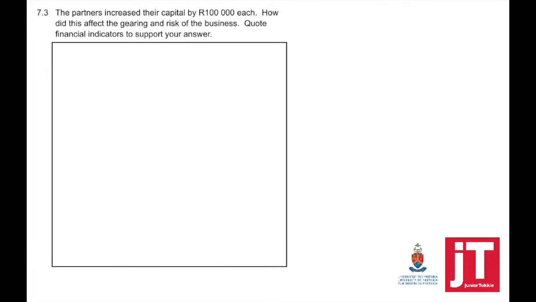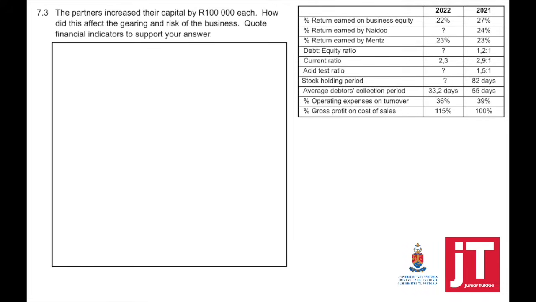7.3: the partners increase their capital by 100,000 each. How did this affect the gearing and risk of the business? Quote financial indicators to support the answer. So when we're looking at capital contribution and you see the words loan, should we take out an additional loan or not? When you see the words gearing and risk, you should know that the financial indicator applicable is your debt equity ratio. When we're looking at the debt equity ratio, we need to compare last year with this year.